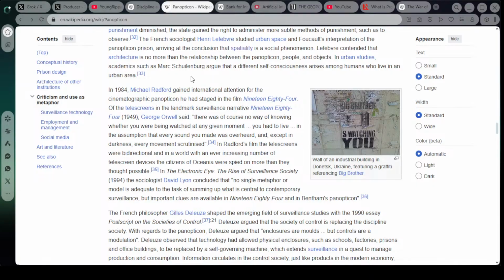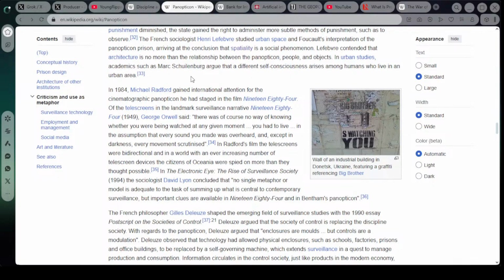In 1984, Michael Radford gained international attention for the cinematographic Panopticon he had staged in the film 1984. Of the telescreens in the landmark surveillance narrative 1984, which was written in 1949, George Orwell said there was, of course, no way of knowing whether you were being watched at any given moment. You had to live in the assumption that every sound you made was overheard and, except in darkness, every movement scrutinized. In Radford's film, the telescreens were bidirectional, and in a world with an ever-increasing number of telescreen devices, the citizens of Oceania were spied on more than they thought possible.